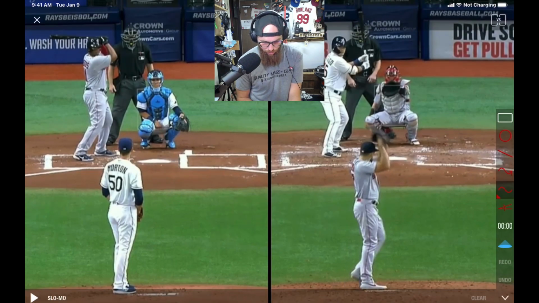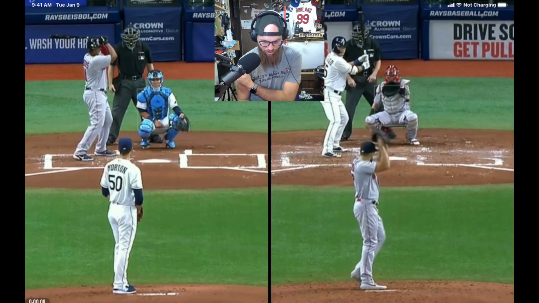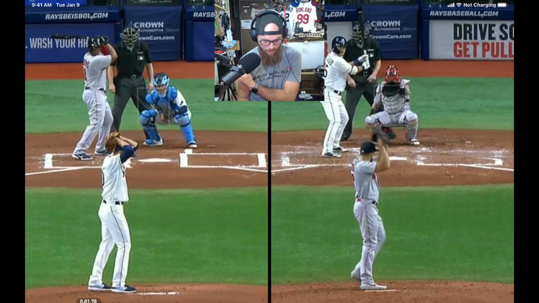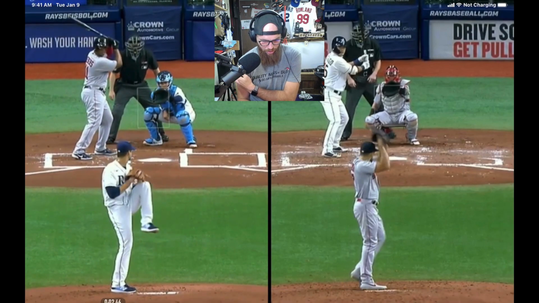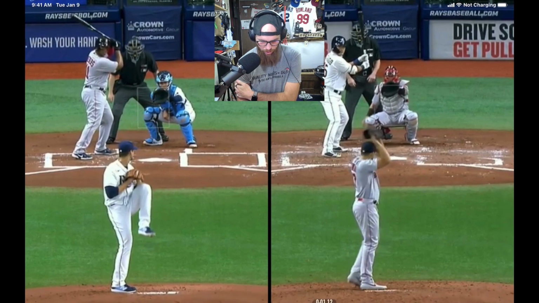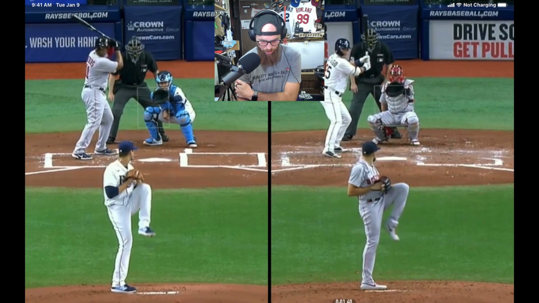Okay. So far left side of the rubber, both righties. I'll try to include some lefties as well. And both of these guys are extremely, extremely talented. And let's see if we can get them peak leg lift.